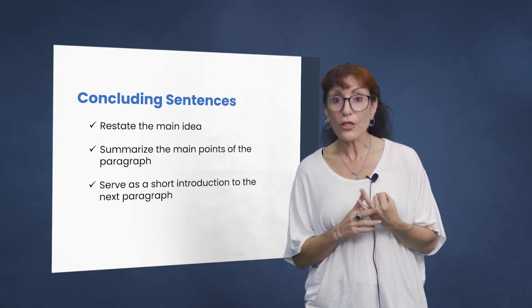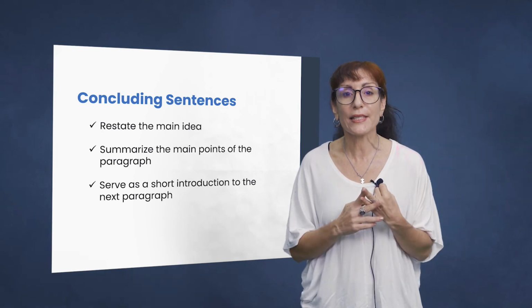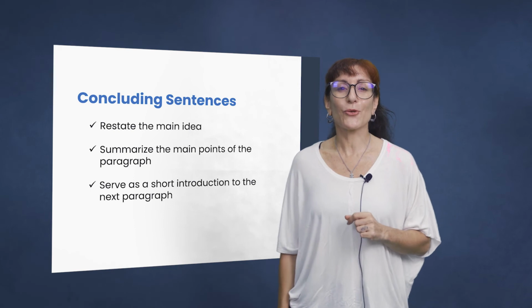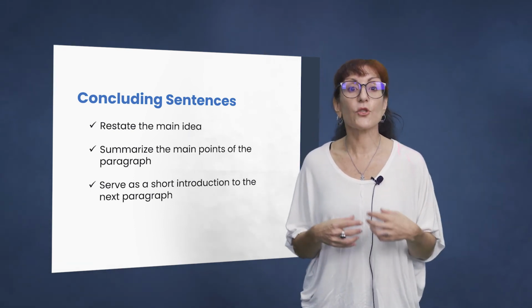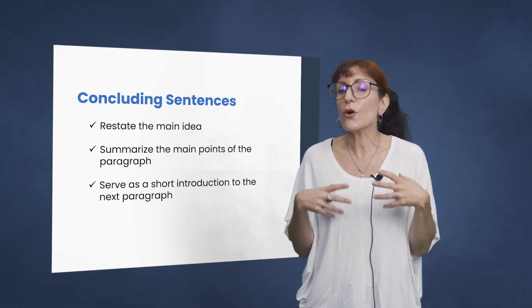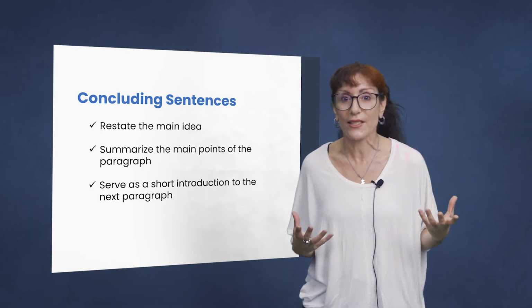The second function of a concluding sentence is to summarize the main parts presented in the body of the paragraph. Similarly to restating the main idea, summarizing the main topics serves to help the audience reconnect to the text and aids the better comprehension of the paragraph. It's much easier to understand.